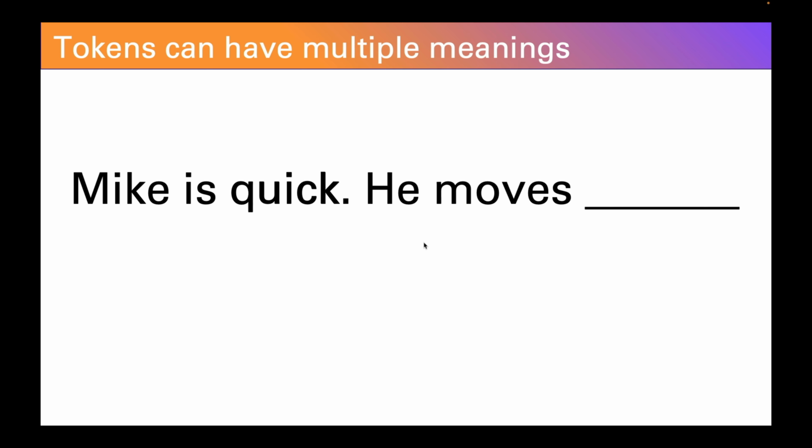Now, another problem with using a single number to represent the meaning of a word is that words can have multiple meanings. So as we've talked about, this word quick, in our example, Mike is quick, he moves, can mean moving around in physical space. It can mean bright, as in quick of wit. It can be a body part, as in the quick of your fingernail. Or it can even mean alive or dead in Shakespearean English. And so having a single number represent all these different meanings that a token or word can have is challenging.